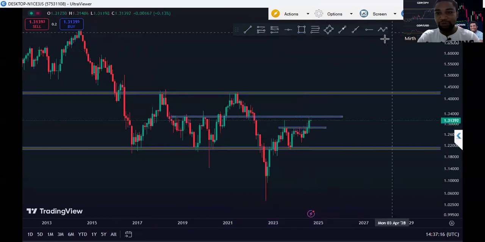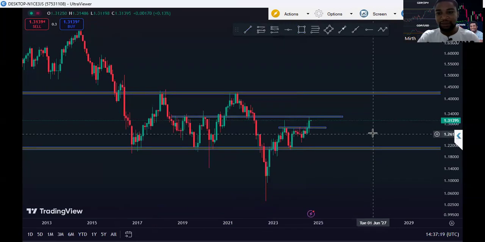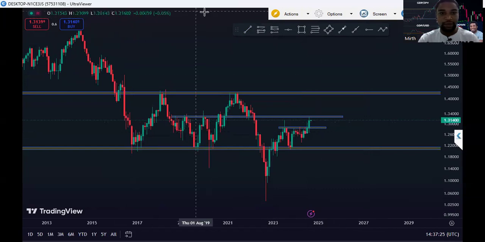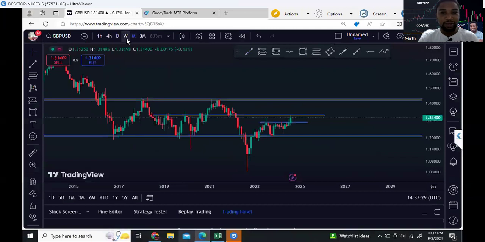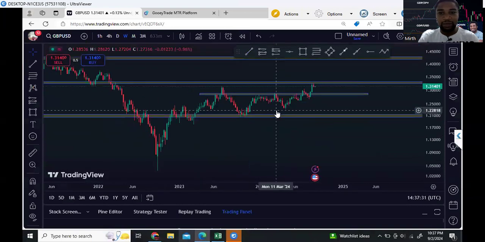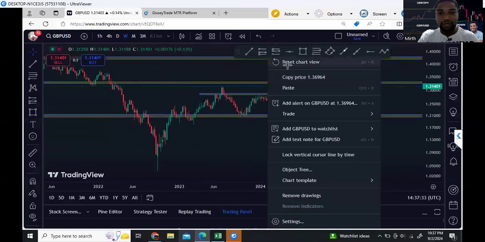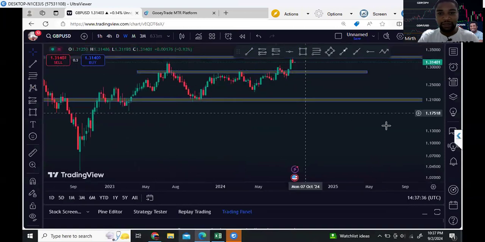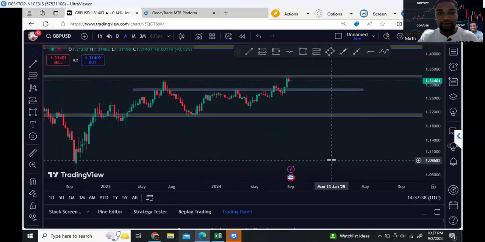So what am I going to do in this place? I'm going to just wait, because on the weekly time frame, there's already a retest of the neckline. I'll go back to my weekly time frame. There is already a retest of the neckline, which I can see right now. Look.